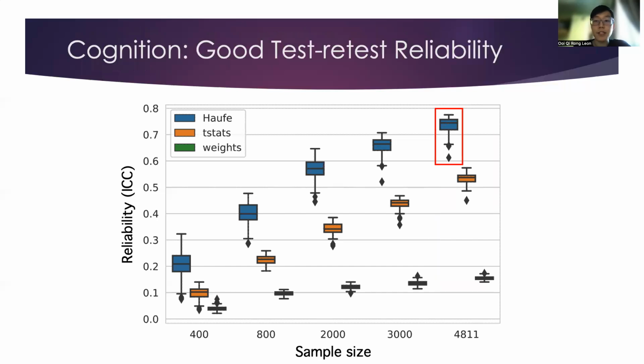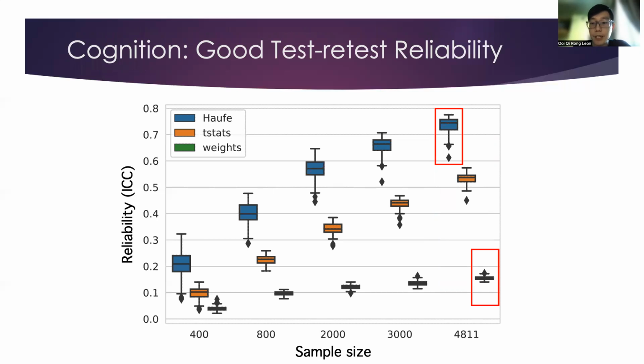The Haufe transform managed to achieve a good ICC of 0.74 with the full sample size, whereas for the same sample size, the original model weights only achieved an ICC of less than 0.2. Therefore, it's better to interpret a prediction model with the Haufe transform compared to the original regression weights. So far, what we've shown has been consistent to what Tian has shown in her paper.